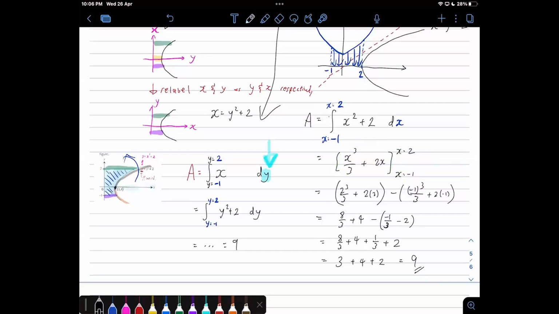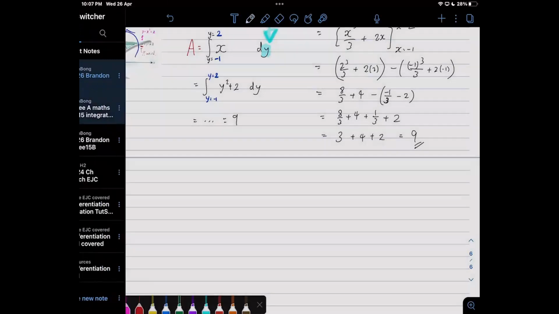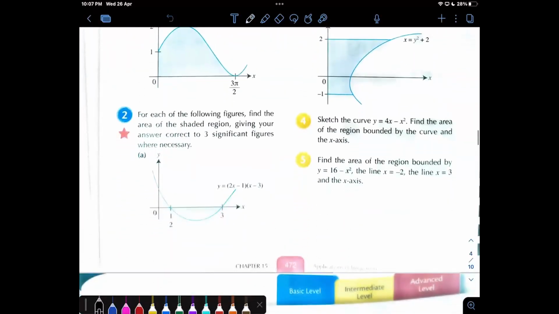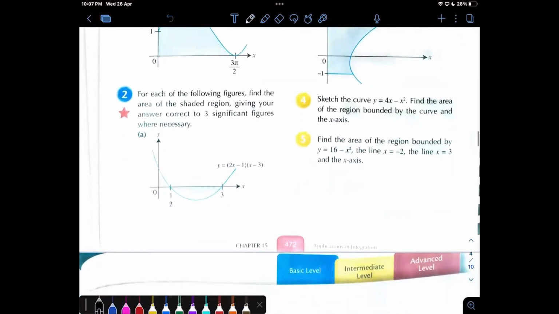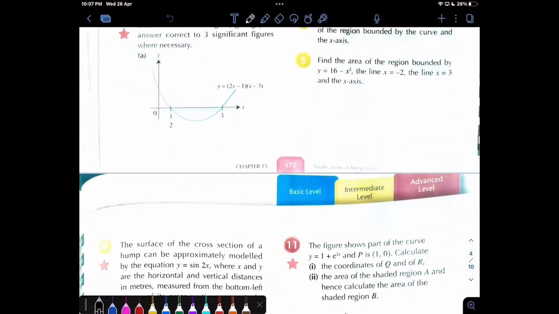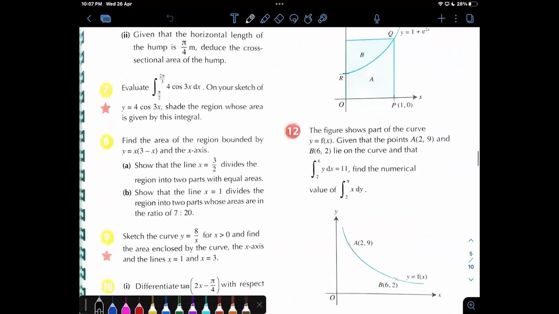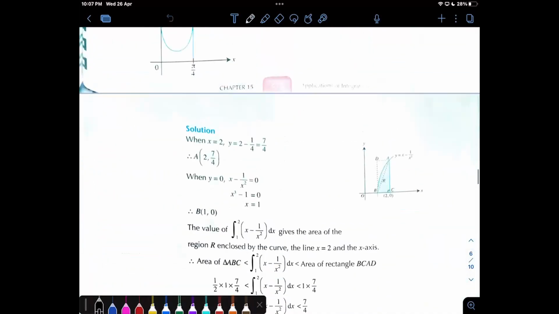Okay, 10:07 already. Let me see. Any difficult questions? Okay, the rest of the questions, right? They require you, like questions 4, 5, to draw the graph. You really need to draw the curve. Which question is difficult? Let me see.